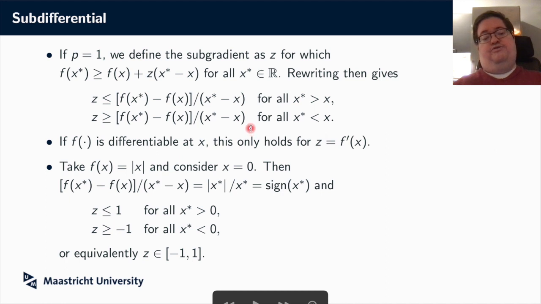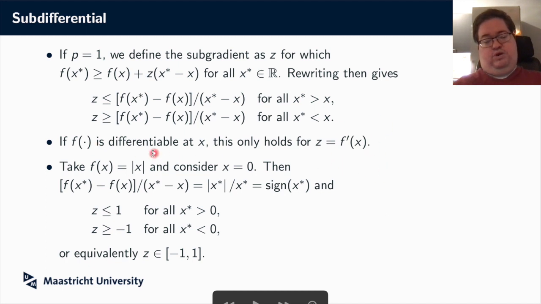Now you can already see that what we have here, if we take the limit of x star going to x, is the definition of the derivative. And that simply means that if f is differentiable at the point x, then this can only hold for the derivative. So the subdifferential that we're now defining actually reduces to just standard differentiability if the function is differentiable.